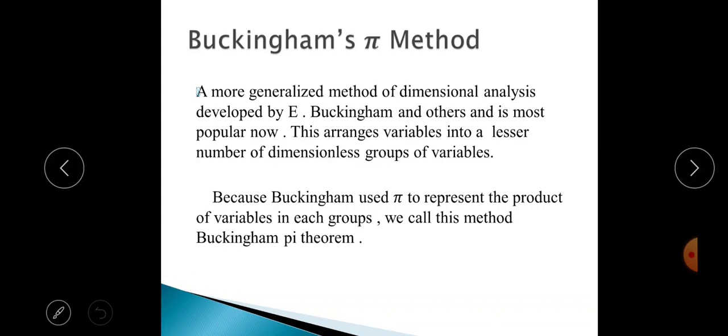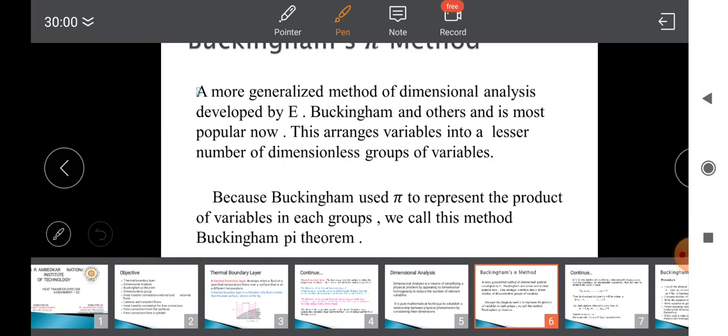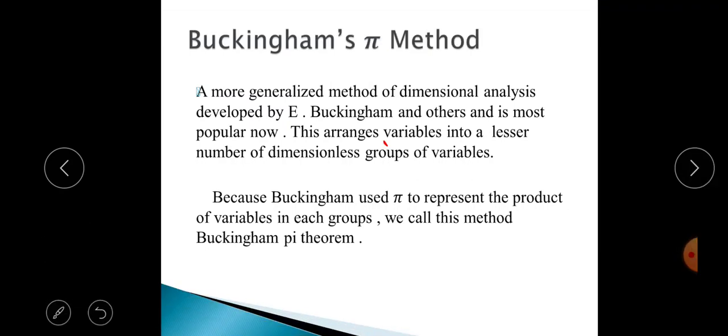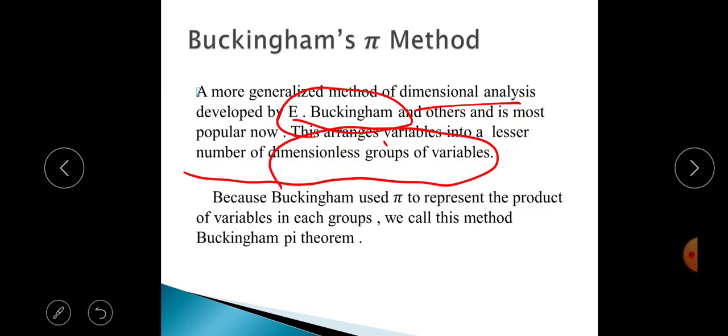So what is the Buckingham's Pi method or the Buckingham's Pi theorem? It is a more generalized method of dimensional analysis, and it was developed by E. Buckingham. Buckingham Pi theorem was developed by E. Buckingham and others, and it is most popular now. And what happens here? This method arranges variables into a lesser number of dimensionless groups of variables.